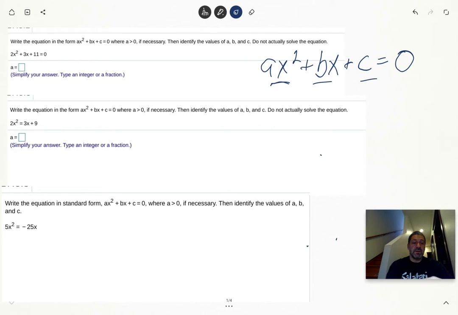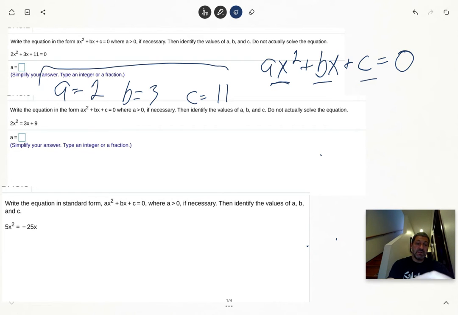In the first example here, it's already in standard form. So you're supposed to just identify your A. In this case, your A would be equal to 2, your B is equal to 3, and the constant, the last term, is equal to 11. So it's straightforward there. We're just identifying A, B, and C. Once I give you the quadratic equation, we would then plug those in certain places. Okay, so let's look at this next one.